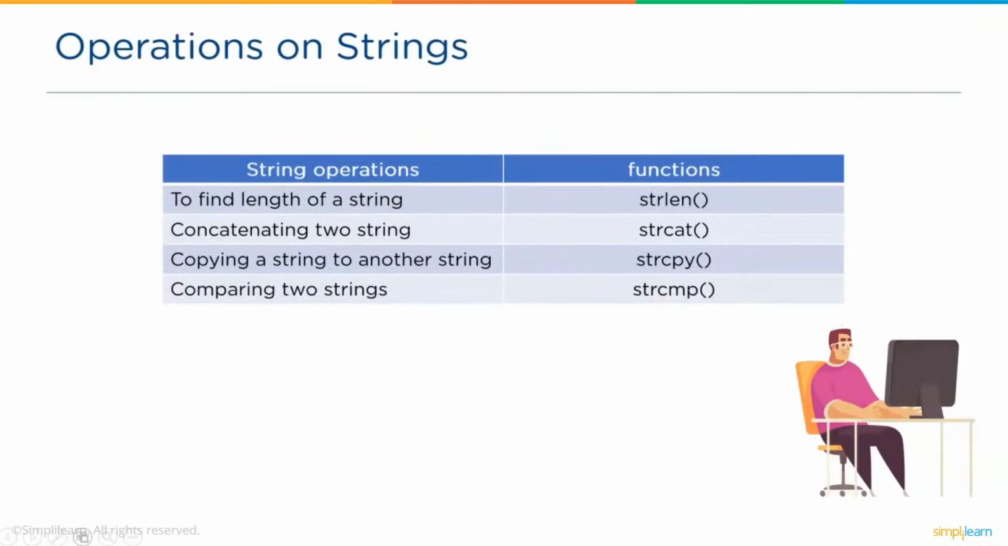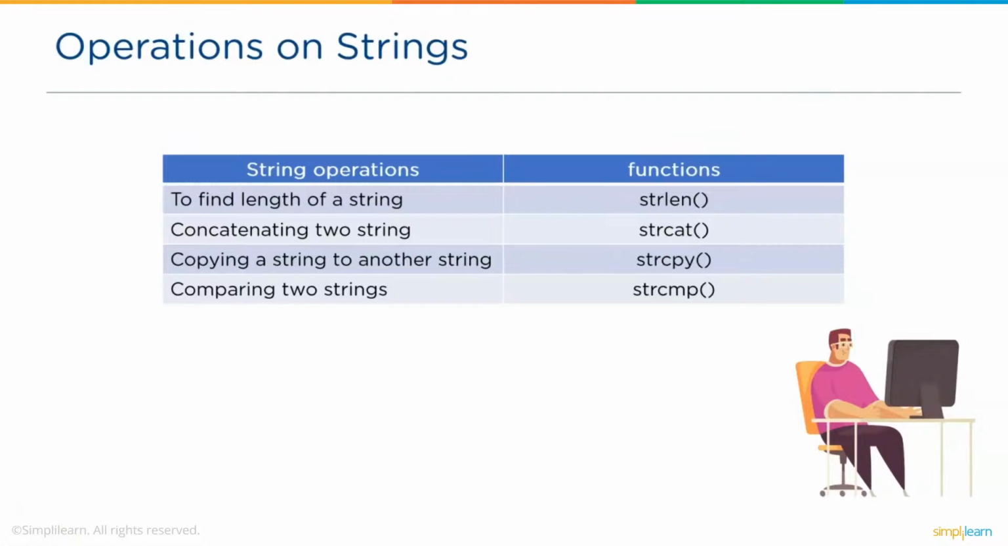We all know that we have many C programming language operations. Similarly, we can perform different operations on strings. And a few such operations are finding the length of the string, concatenating two strings, copying a string to another string, and finally comparing two strings. So for all these operations, we have functions associated with it. We use string handling functions defined in the header file string.h to perform such operations in C language.